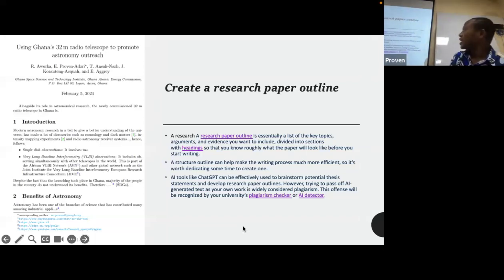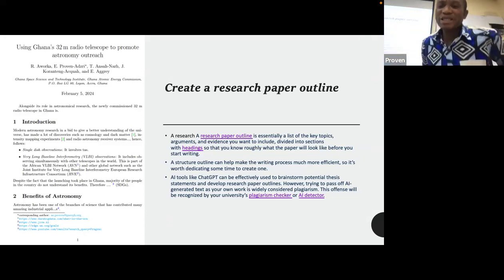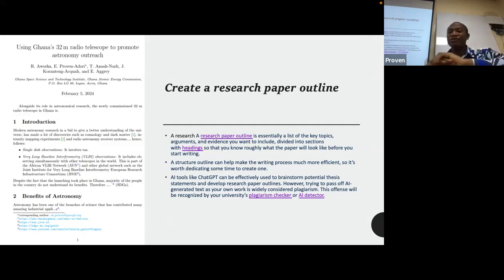Okay, so the next step is to create an outline for a research paper. It's very important. If not, you will be distracted. As you start out with your reading and everything, this is what I want to research on, then you should have an outline. It does not mean that at the end of the day, the outline will be the same, but in most cases, it remains the same. So the outline is just a list of the key topics, the arguments, and the evidence you want to include in the various sections of the paper.